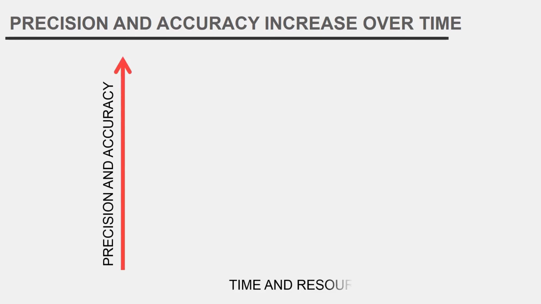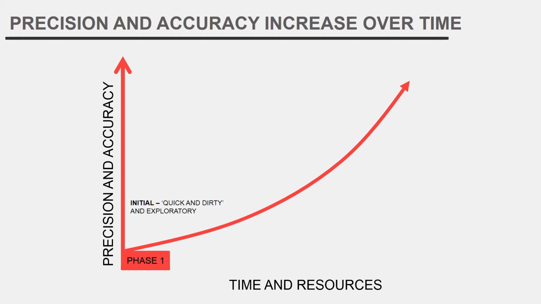Precision and accuracy increase over time. As we saw earlier, assessments are not isolated events. We build the next assessment on the previous one, and the precision and accuracy of the information collected increases over time. In the first initial phase, data collection is quick and dirty, and we explore what has happened.